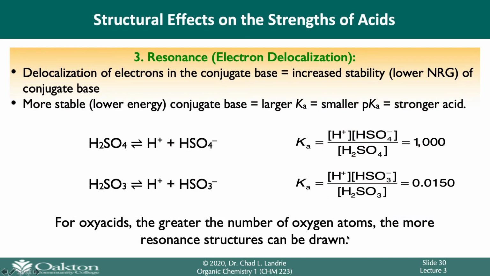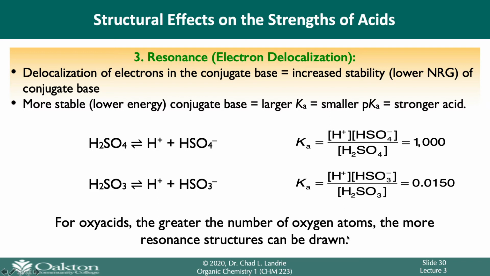The third and final structural effect that can help us predict relative acidities is resonance. And resonance trumps everything else, right? If you're considering resonance, that's usually the most important factor, the dominant factor above electronegativity and bond strength. And so the resonance argument goes that the more resonance there is in a conjugate base, the more stable the conjugate base is, and the more stable the conjugate base, the stronger the acid. So let's start with an inorganic example.